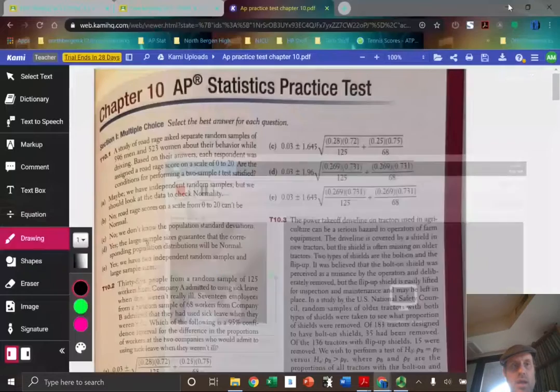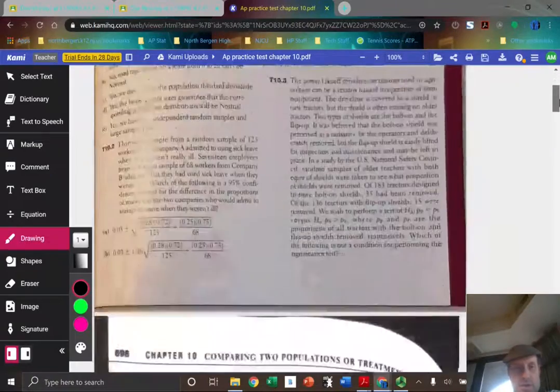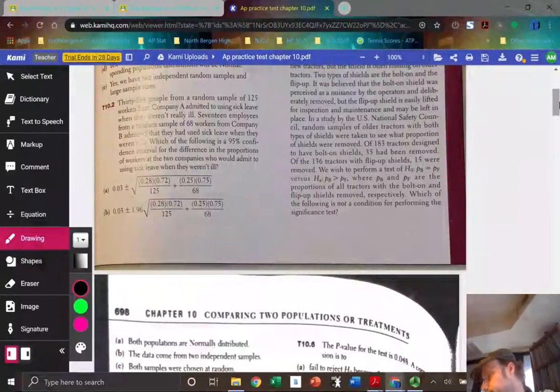Number 2. Forgot I have to use this right here. 35 people from a random sample of 125 workers from company A admitted to using sick leave when they weren't actually ill. So we have right here.